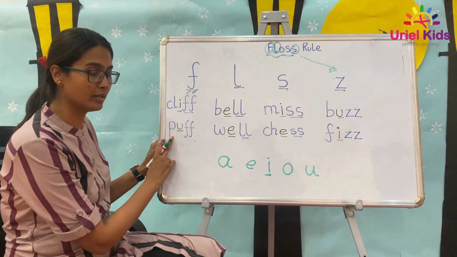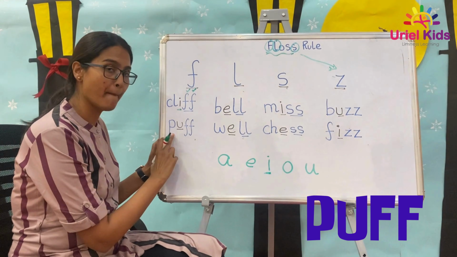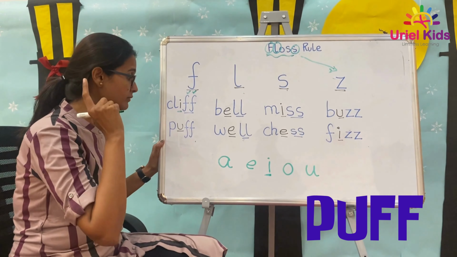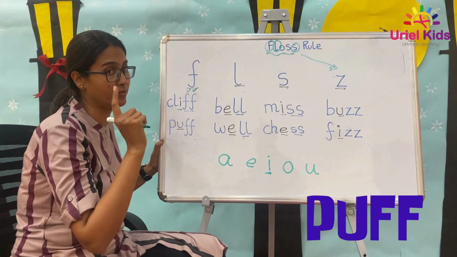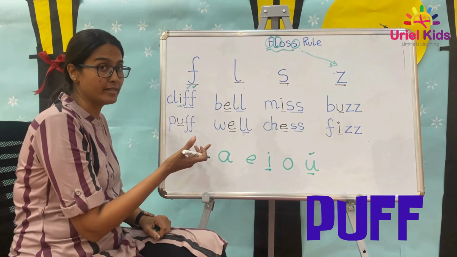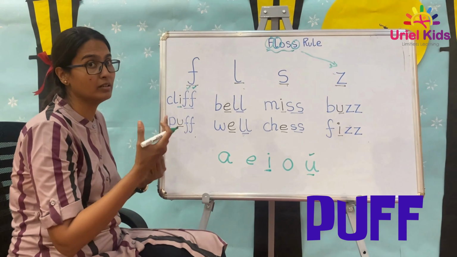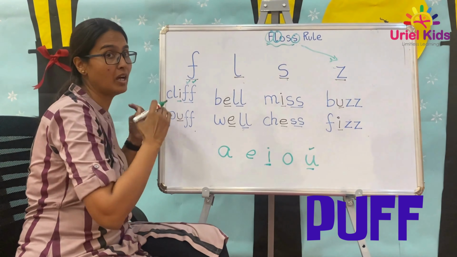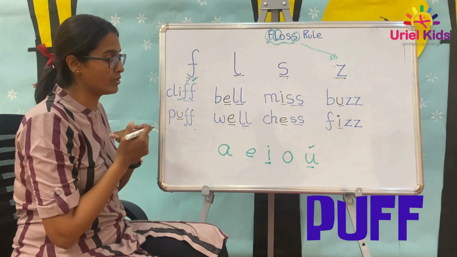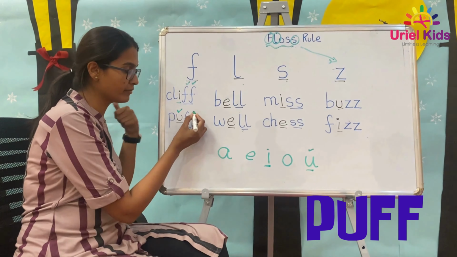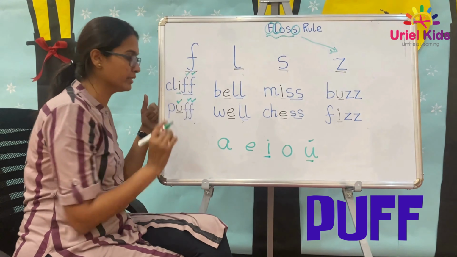Now let's look into one more example. It is puff. Now I am going to ask the first question: which is the ending sound of this word? Do I hear a short vowel sound in the middle? Yes, I hear the u sound. Now the word is ending with f. So what should I do whenever a word ends with the f sound, l sound, or s sound, or z sound? I have to double them because it falls under the floss rule category. So there is a short vowel sound. Yes. After the short vowel, do I have the f sound? Yes. So I am going to double it.